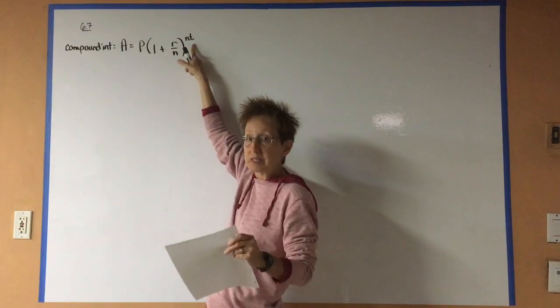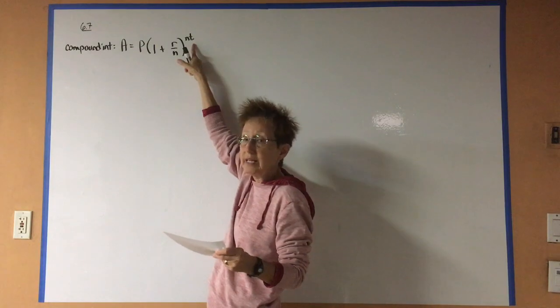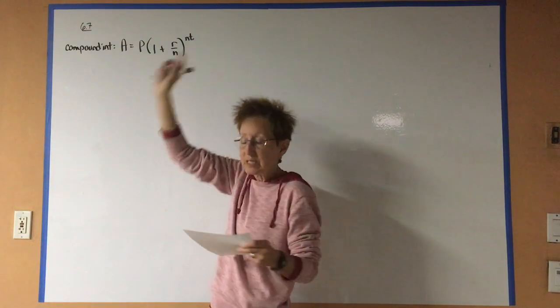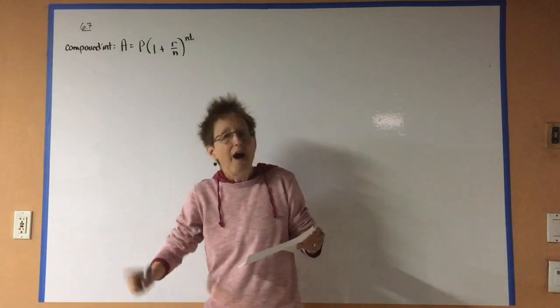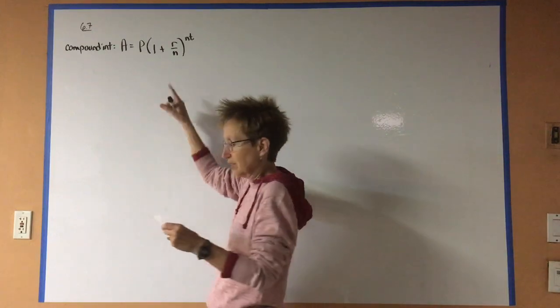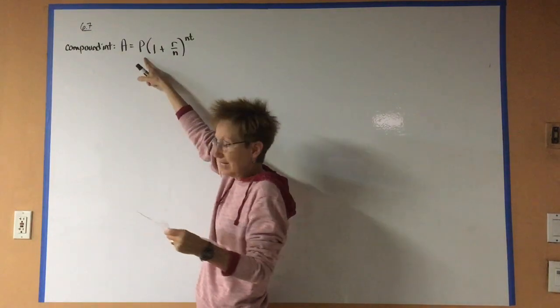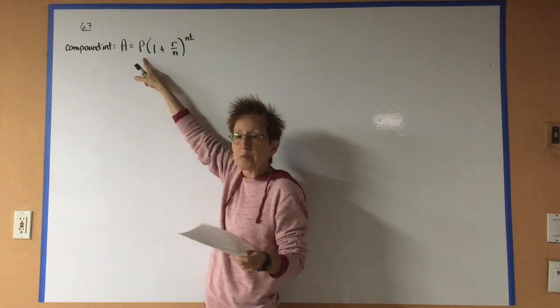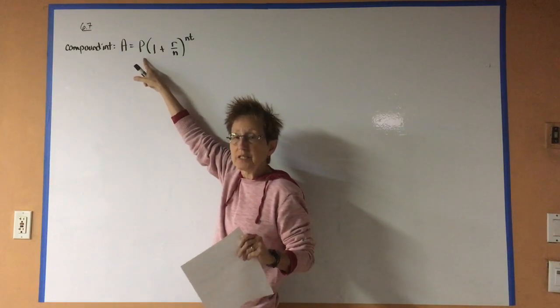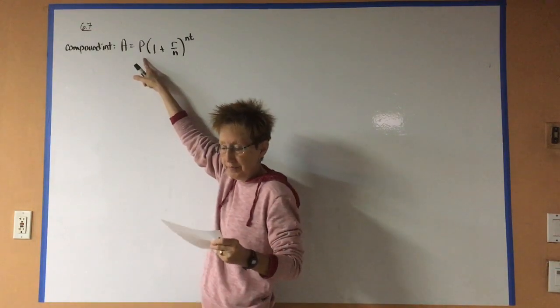So this formula is very specific. The time has to be represented in years. So if they tell you 6 months, then you need to write 1/2 for the years. P is the principal or the present value. In other words, how much money you have right now.